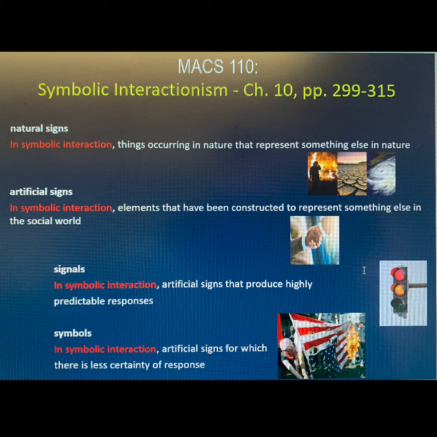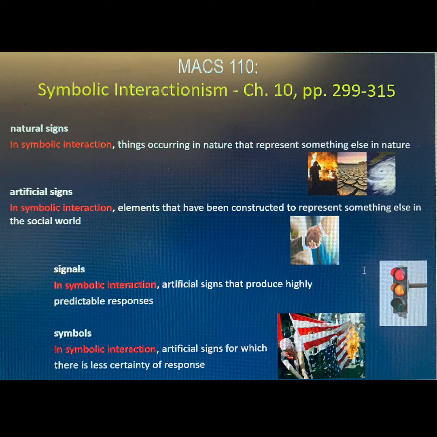Now, under the heading of signs, there are a couple of categories. Natural signs are things occurring in nature that represent something else in nature. So, for example, if leaves turn yellow, we can consider that fall is underway or imminent. And on a broader scale, an example that's not given, we certainly see images in the media of dried landscapes and gigantic satellite images of hurricanes, which don't necessarily just mean dry weather or wet weather. They're indicators of climate change.